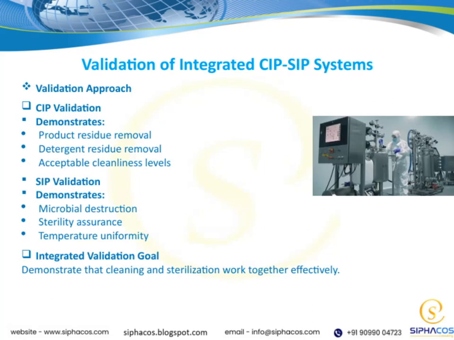Let's talk about how we validate integrated CIP-SIP systems. CIP, or Clean in Place, validation shows us that product and detergent residues are properly removed, and that cleanliness meets required standards. On the other hand, SIP, or Steam in Place, validation proves microbial destruction, sterility assurance, and temperature uniformity. The ultimate goal here is to demonstrate that cleaning and sterilization don't just work separately. They work together seamlessly to ensure safety and quality.